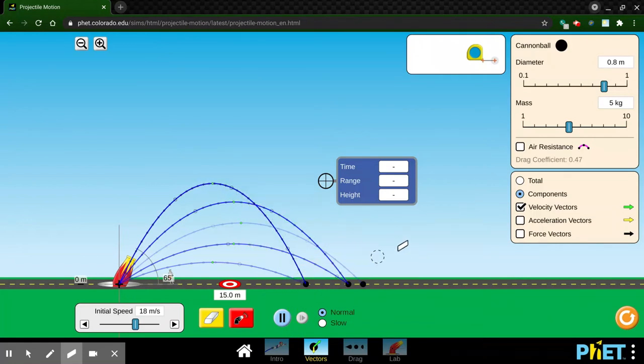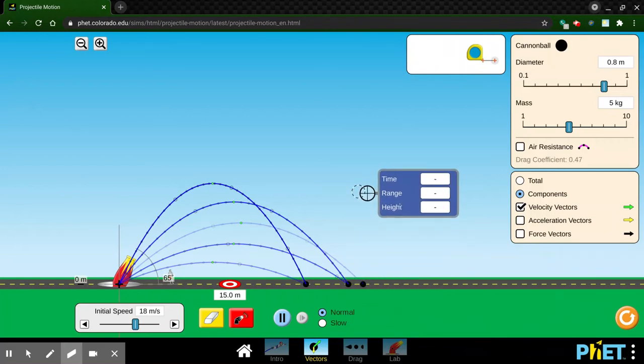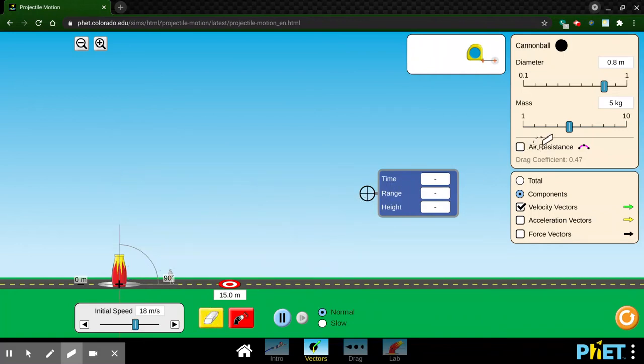No. So in conclusion, if you want a projectile to go the greatest distance horizontally, you will use a 45-degree angle. Anything lower or greater than that, and you will have a lesser range. If you want a projectile to have the greatest peak height, you would launch it at 90 degrees. And there you go.